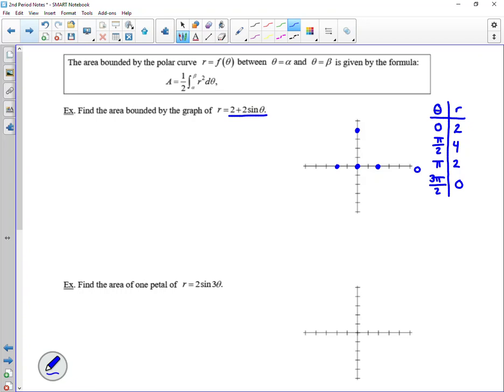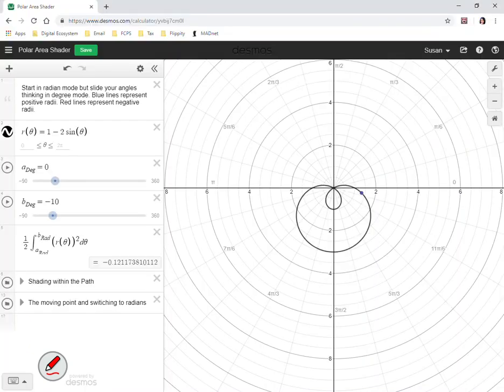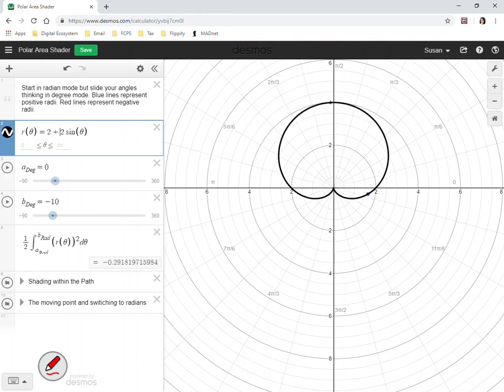So remember, you start at 0, so this is your starting point right here. And then we go around, try to draw it kind of fat. Fatter is nicer. The skinny ones don't look as good. Okay, so here's what we're doing visually. What is it? 2 plus 2 sine theta? Is that right?